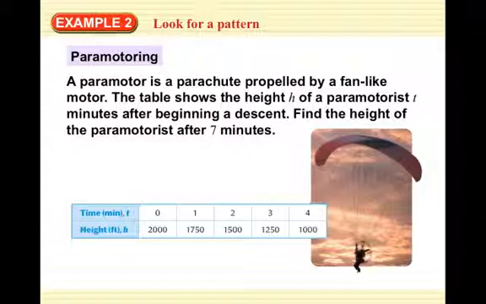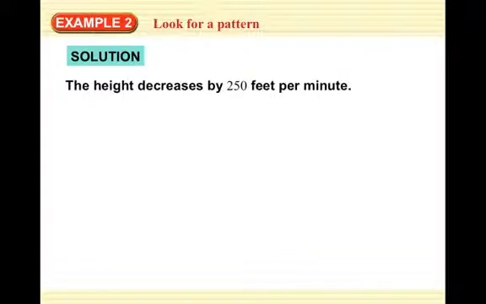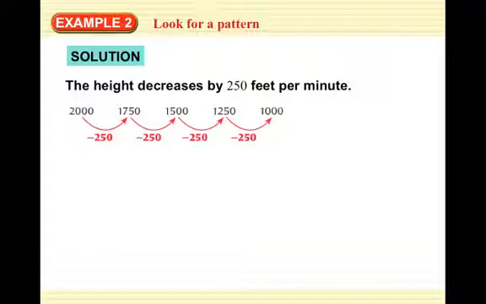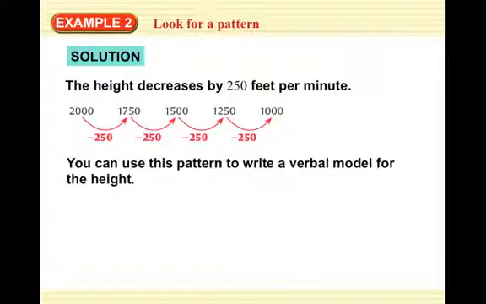One thing that would be helpful is to see how much of the height is being lost, because the values go down from minute to minute. And if you look, the height decreases by 250 feet per minute. When we go from 2,000 to 1,750, that's minus 250. From 1,750 to 1,500, that's minus 250, and so on. It's always minus 250. Anytime you want to model the height of somebody or something that is making a descent, you can use this particular type of pattern.